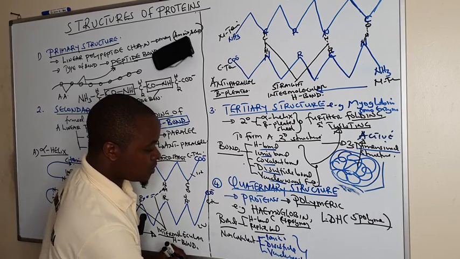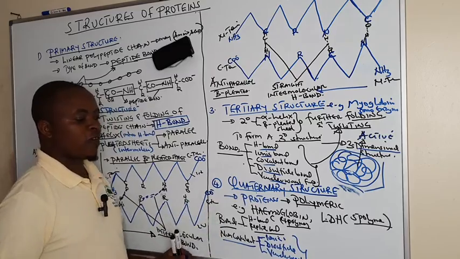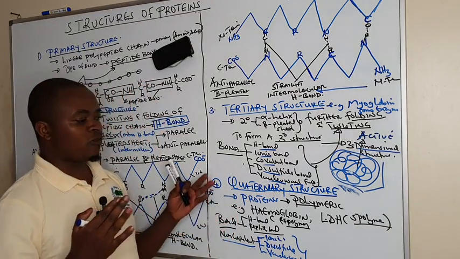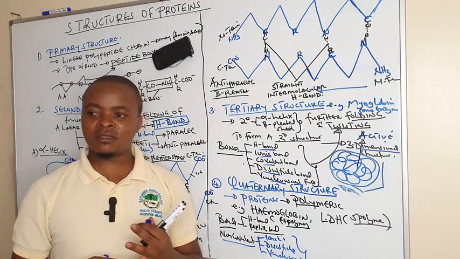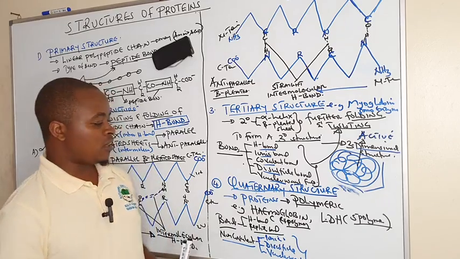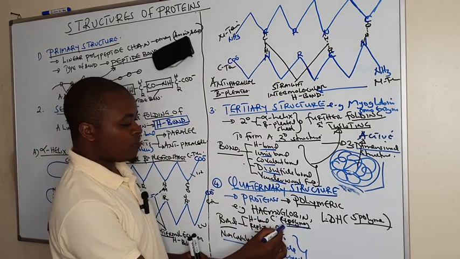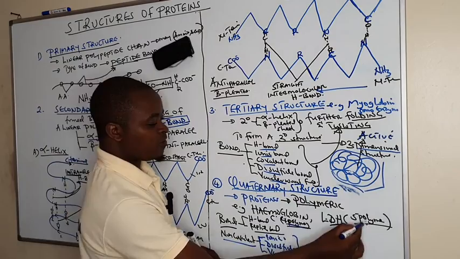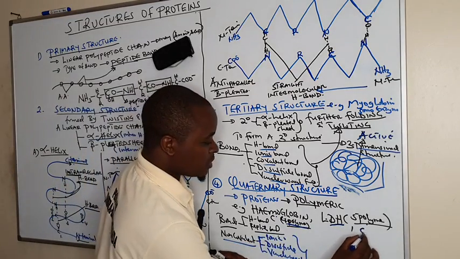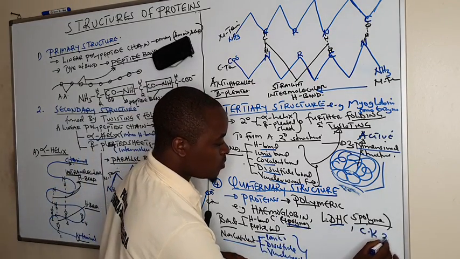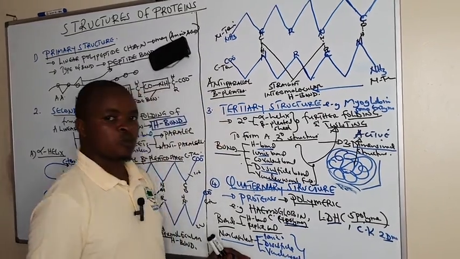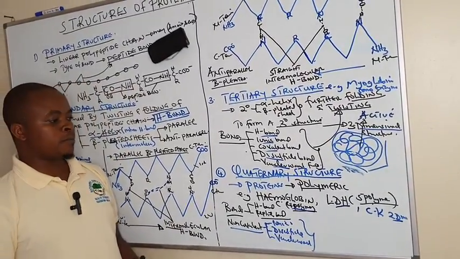All these bonds, the covalent and the non-covalent, bring about the formation of either trimeric, tetrameric, or pentameric, or even hexameric structures, the way we have seen hemoglobin with 4 polymers and LDH with 5 polymers. Another example of an enzyme is creatine kinase, which has 2 polymers. It is dimeric because it has 2 polymers.